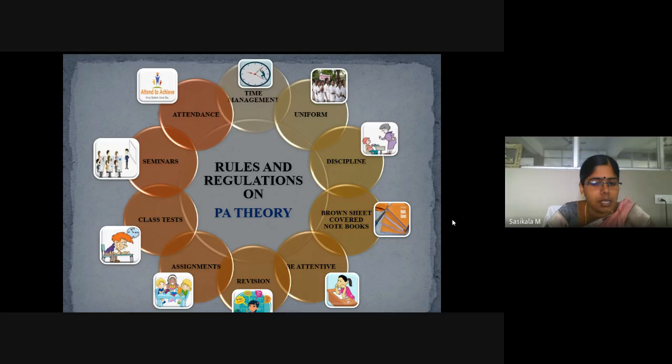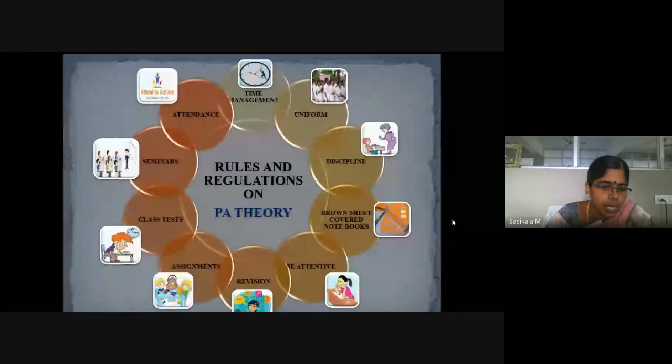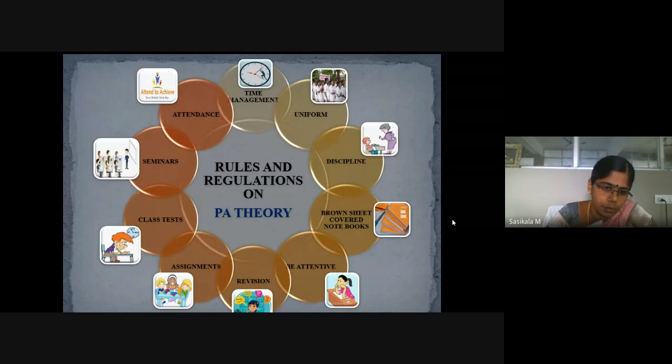Then assignments: after each unit completion, you will be given a group assignment. You need to submit on the given title. If you are coming regularly to the college, then you will be given a group assignment. When you are having online classes, after completing a single unit, you will be given individual assignments on a specific topic. Then after completing a separate chapter, you will be given a class test.